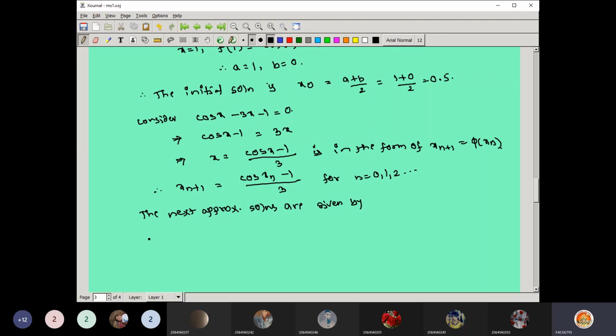So I am substituting here for n equal to 0. The left side is x1, it is (cos of x naught minus 1) divided by 3. So it is cos of, your x naught already calculated, it is 0.5, minus 1 divided by 3. So open your calculator, it should always be in radians.